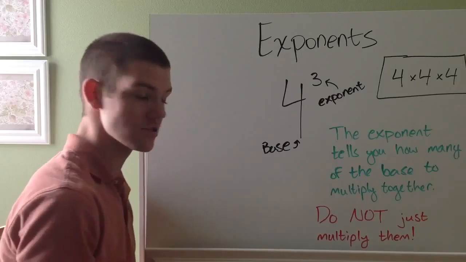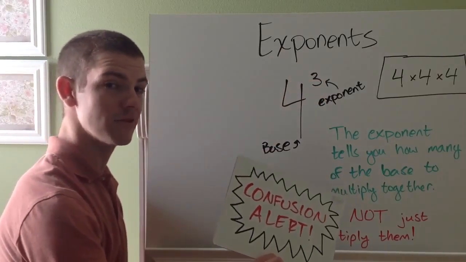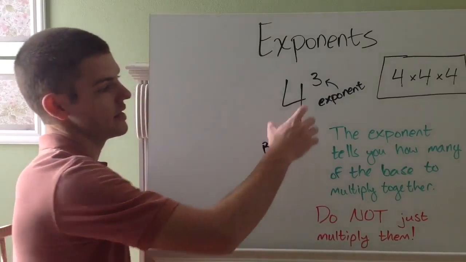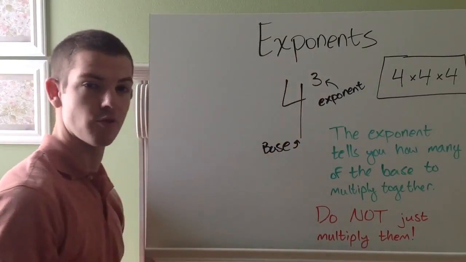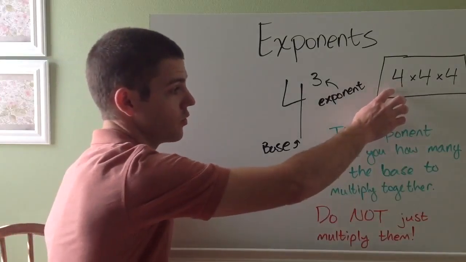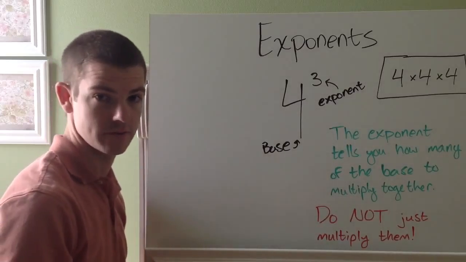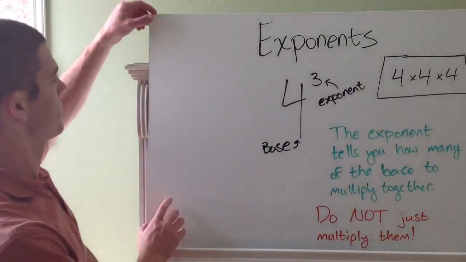This is not just multiplying them together. A big thing that we could be confused about is that you see these two numbers and you multiply 4 times 3 and say it's 12. That's not the case. We would need to do 4 times 4 times another 4. That's not 12. Be aware of that.